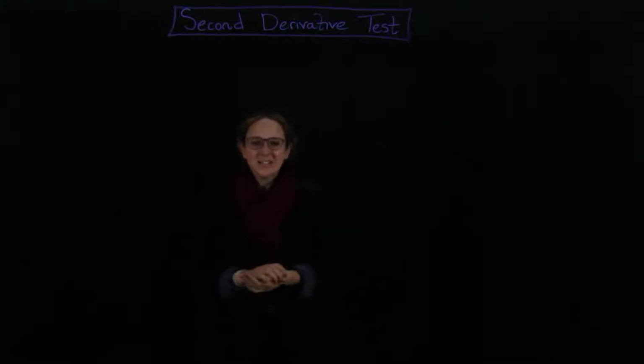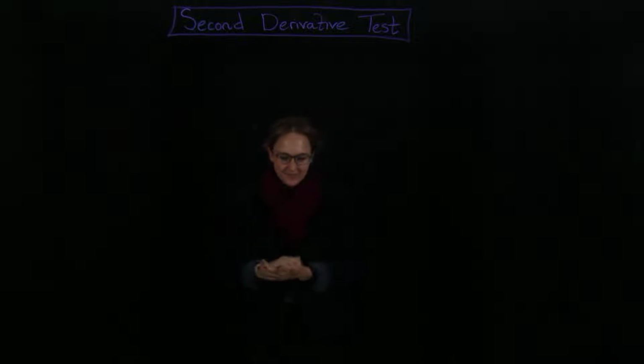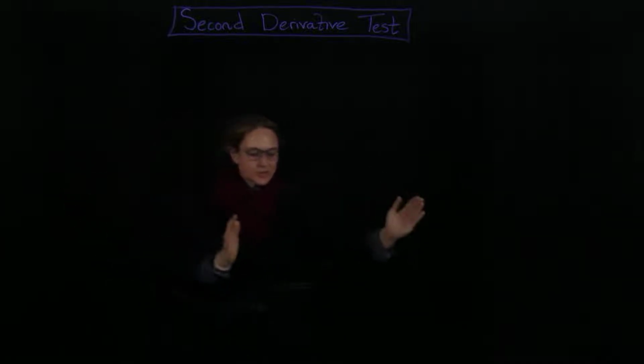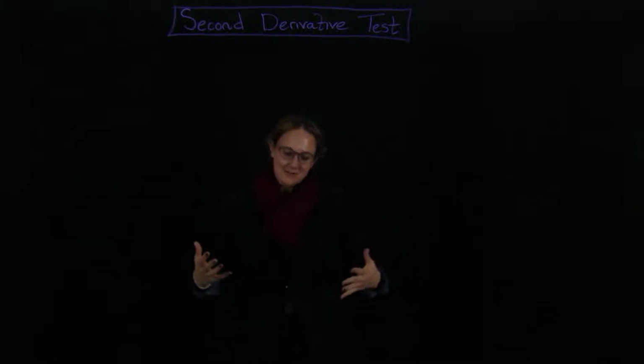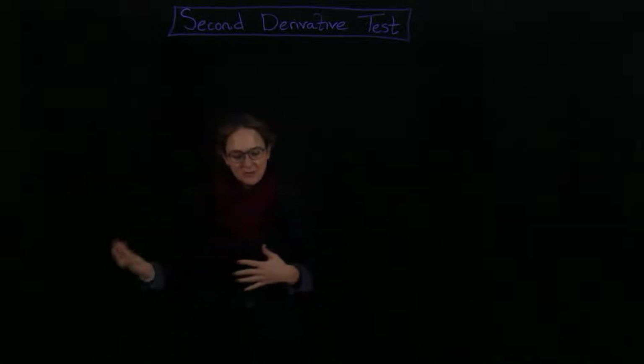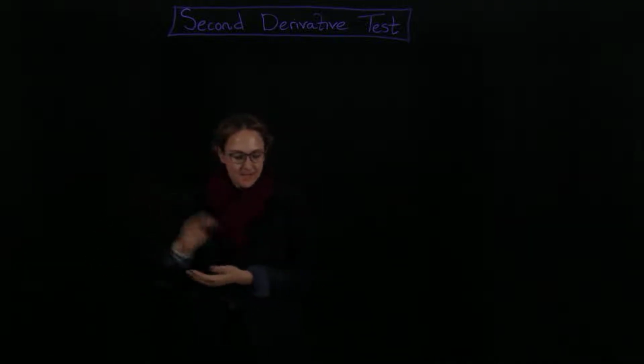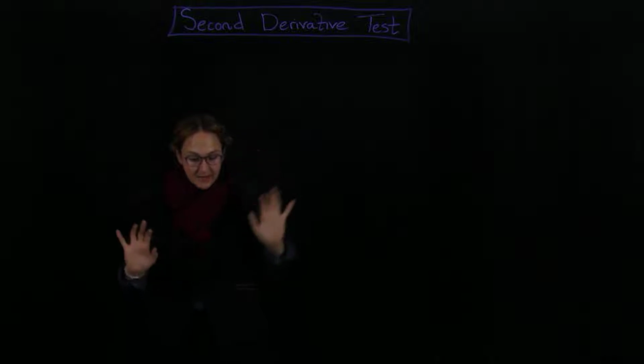Welcome. In this lecture, we're going to go through what's called the second derivative test. There are two different circumstances, and this is a test that's going to tell you about local minima and local maxima. And so the first thing is there's going to be a requirement.